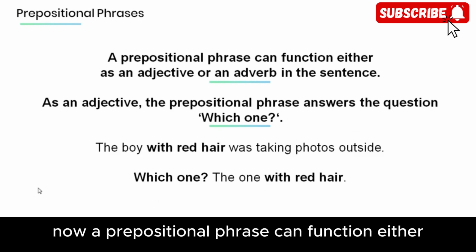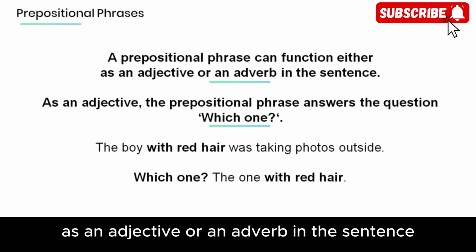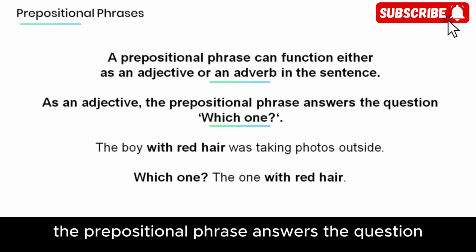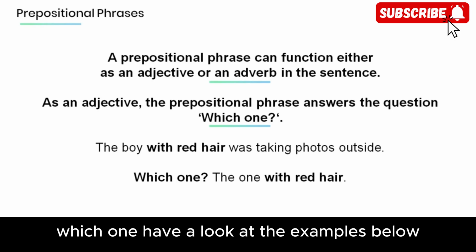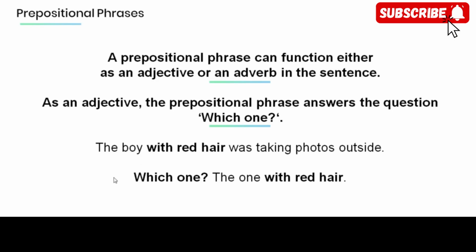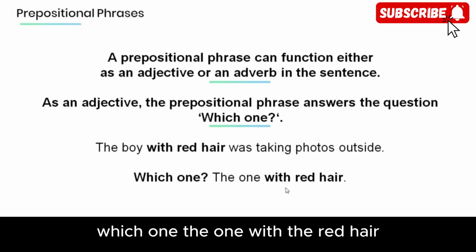Now, a prepositional phrase can function either as an adjective or an adverb in the sentence. As an adjective, the prepositional phrase answers the question, which one? Have a look at the examples below. The boy with red hair was taking photos outside. Which one? The one with the red hair.